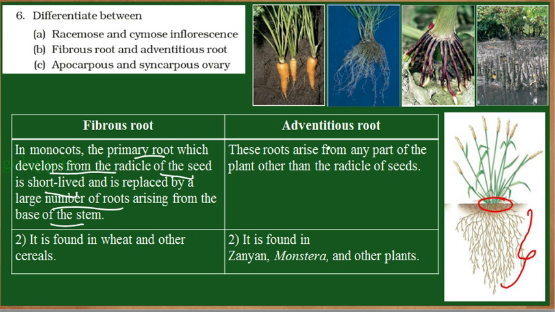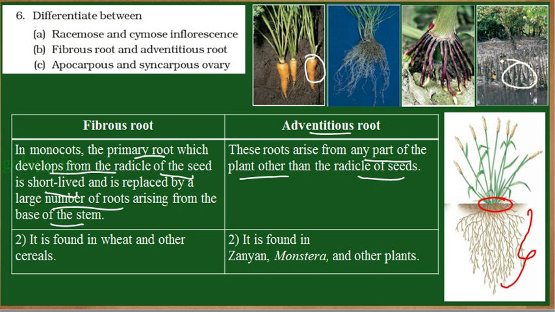Whereas the second one, adventitious roots. So these roots arise from any part of the plant other than the radicle of a seed. That means they are not the true roots. They do not form from the embryonic stage. They can arise from any other part, like the stored part in the carrot. From here we can see an adventitious root.